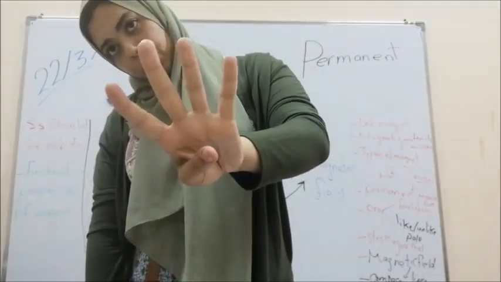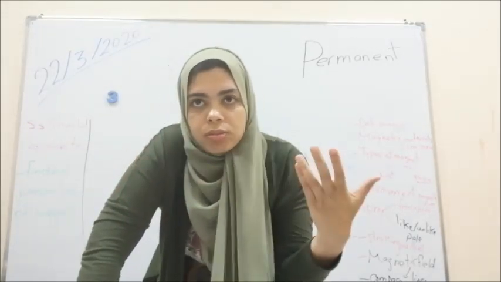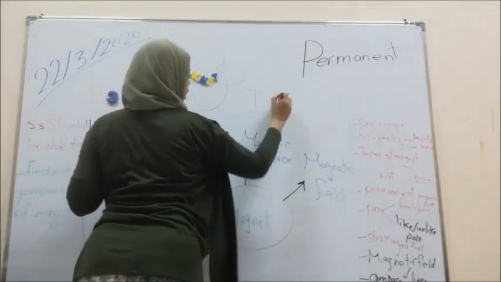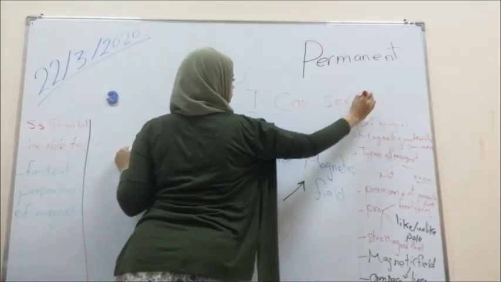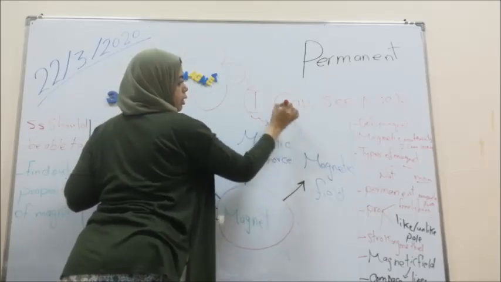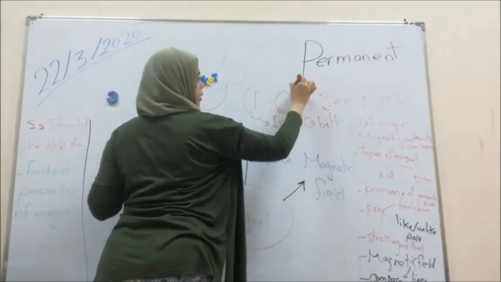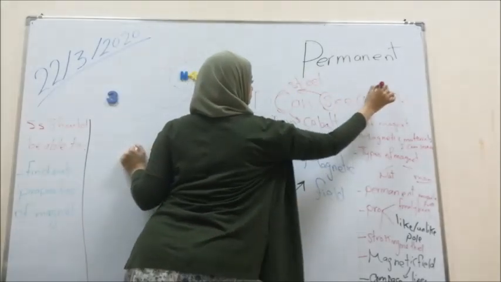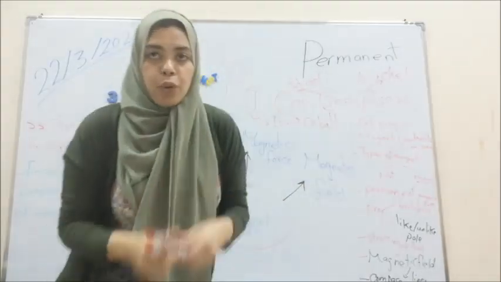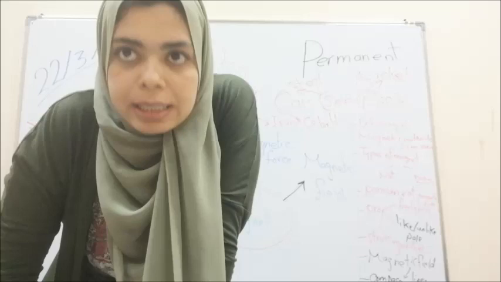There are only four metals that are attracted by the magnet. We can remember them with the sentence: I can see Nick. I for iron, C for cobalt, S for steel, and Nick for nickel. They are the four metals attracted by the magnet, so we call them magnetic materials.